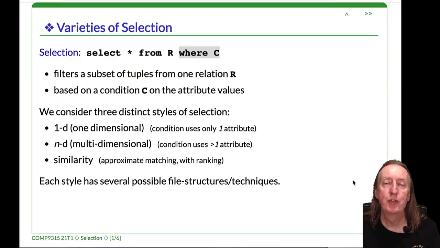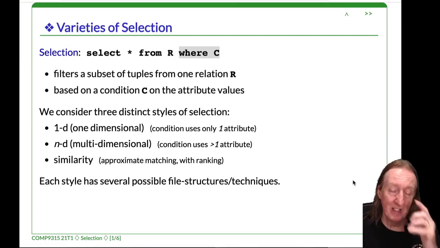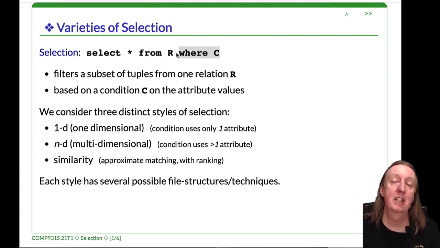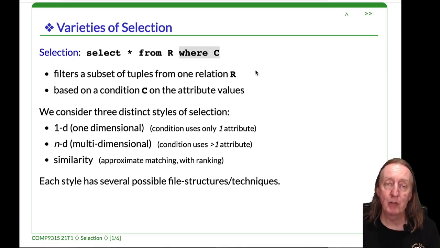Okay, so we come to selection. Selection is a seriously important operation in relational databases. It's basically the main filter. So you specify a table, or in general a join, and say which tuples from that table you want to appear in the result, and obviously that's the where clause.